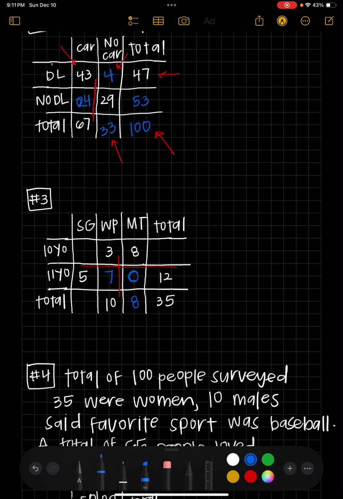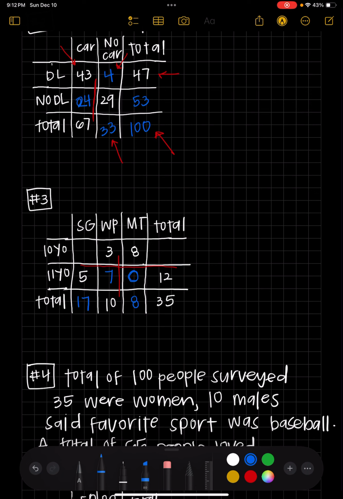So to find the amount that like sports games, I would do 35, which is the total, minus 8, minus 10. And I subtract both of those values because when you have more than 2 things that you're basing the data off of, like there's 3 things right here, sports games, water parks, and movie theaters, we have to subtract the remaining data. And so I do 35 minus 8 minus 10, which gives me 17. So this guy right here is 17.